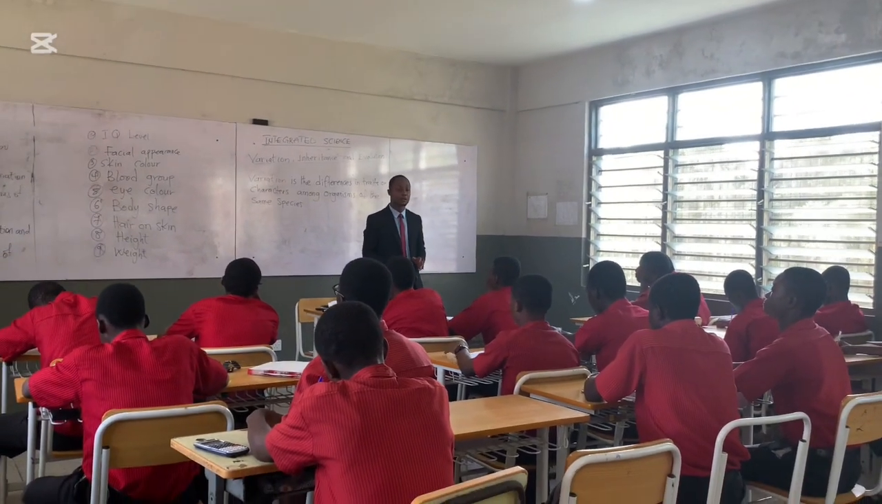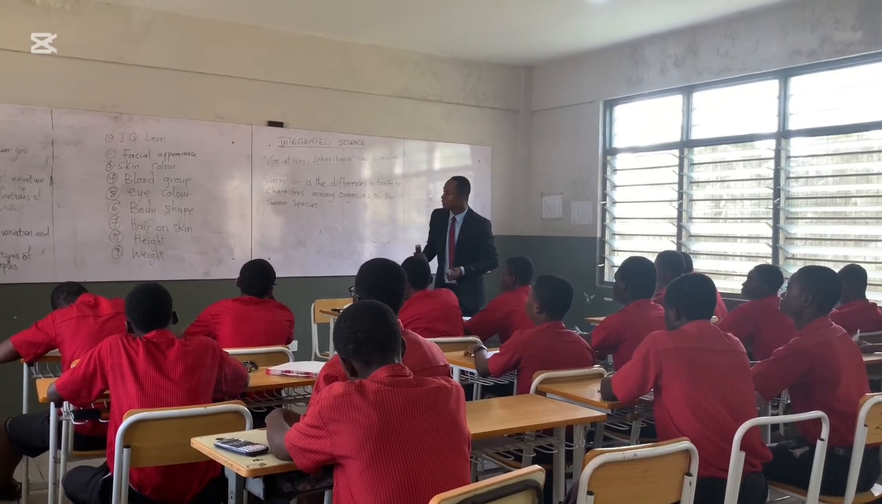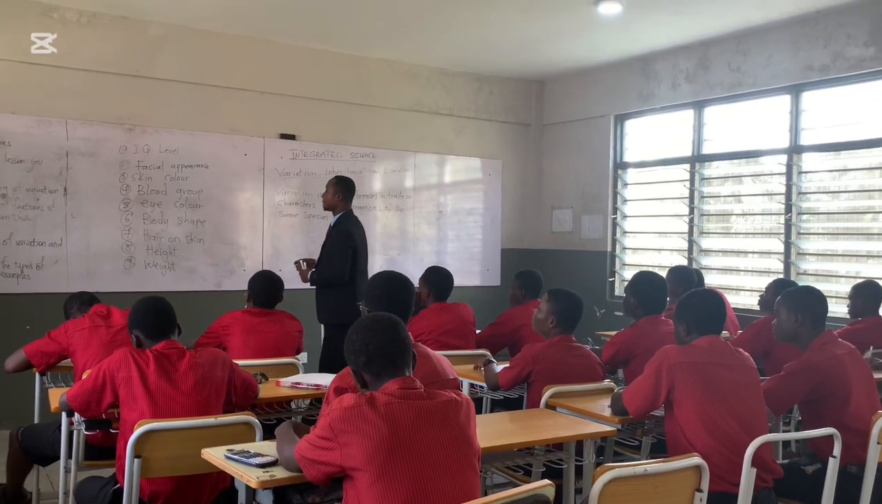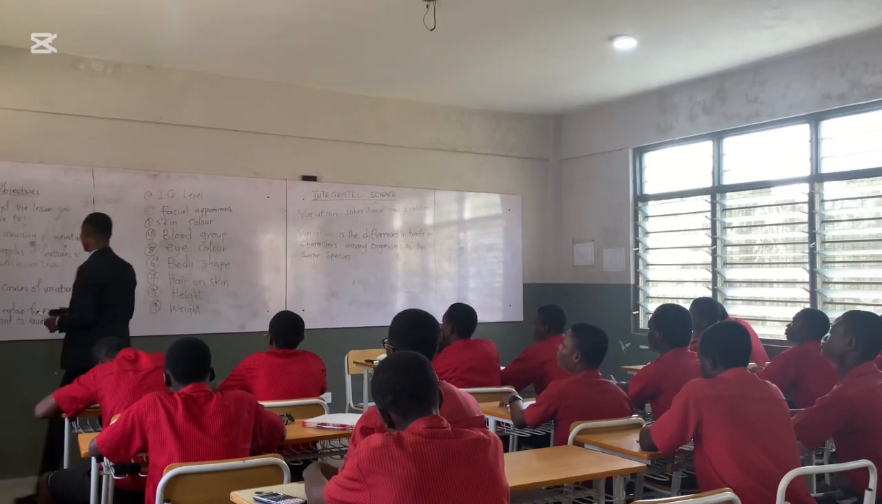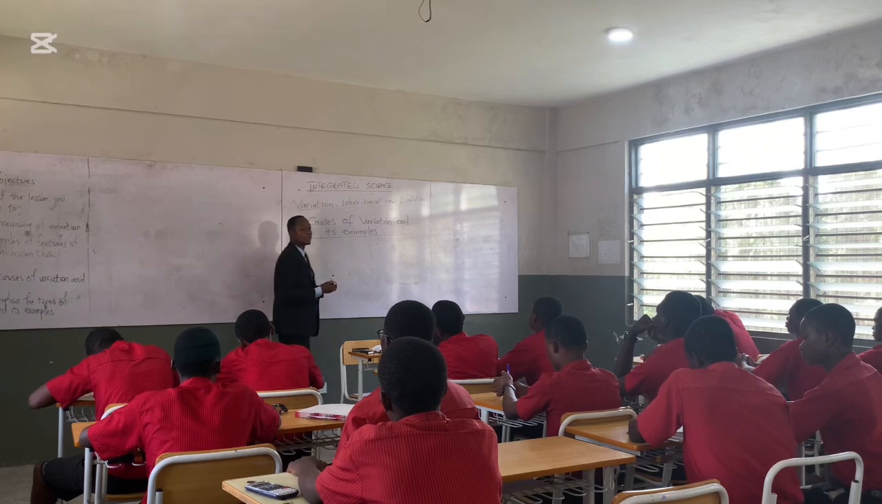Alright, are you done? Very good. So let's move on to the next objective. What is our next objective? Now number 3, right? State the cause of variation and give examples. Alright, so let's move on.